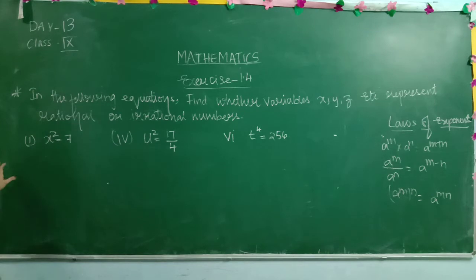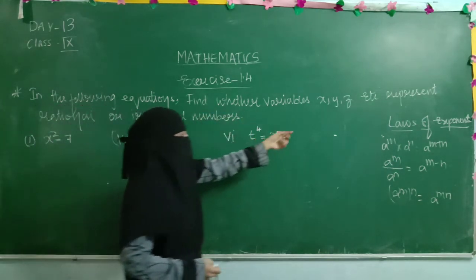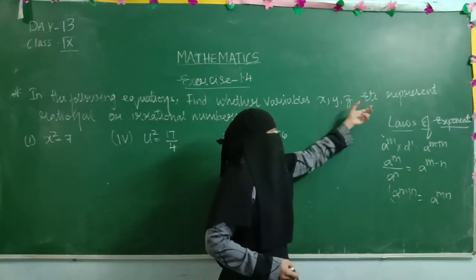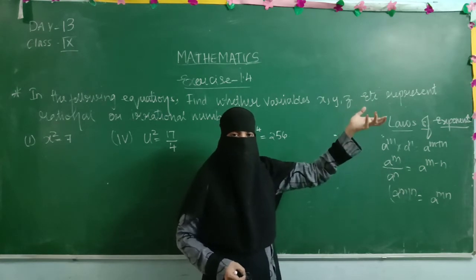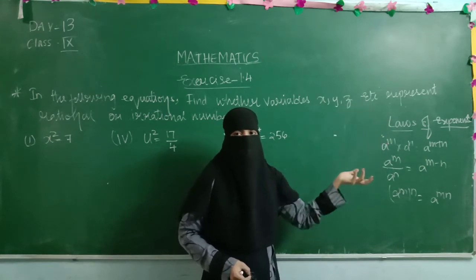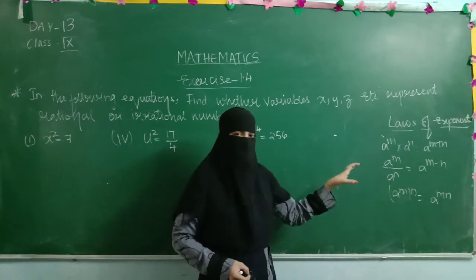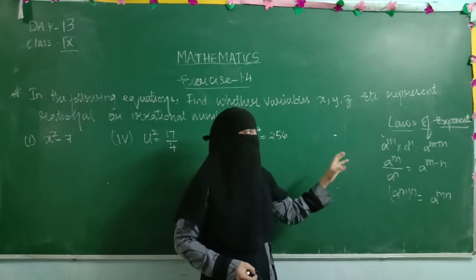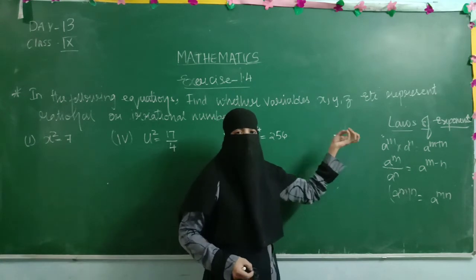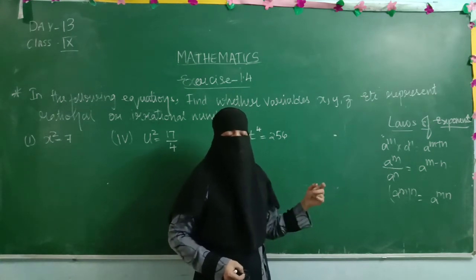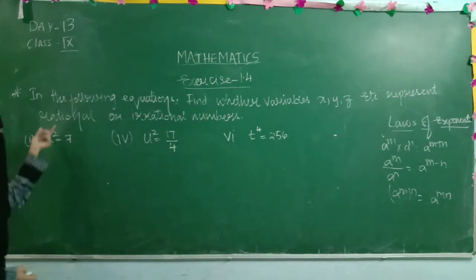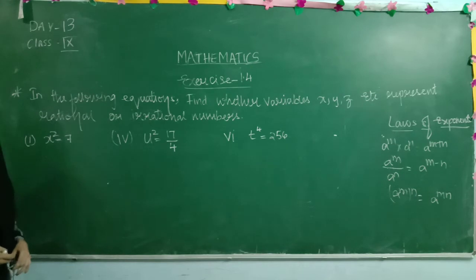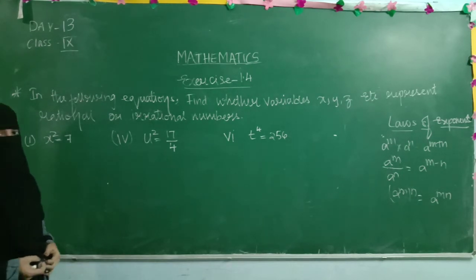Read the question very carefully. In the following equations, find whether the variables x, y, z, etc. represent rational or irrational numbers. Etc. means any letter of the alphabet from A to Z. We are having alphabets, and those we call variables. We can use any letter as a variable. Not only x, y, z, but if u, v, t or anything else is given, that is also a variable. So we are going to check whether it represents a rational number or not.